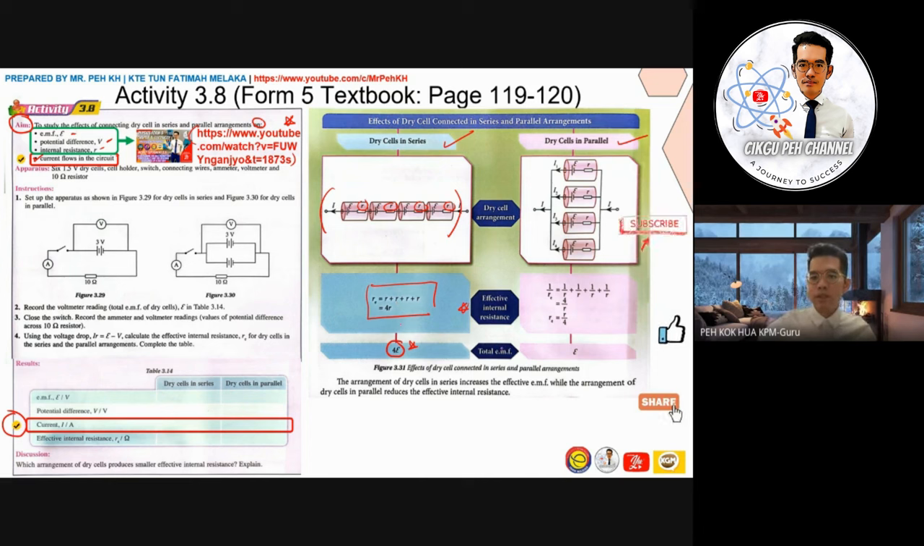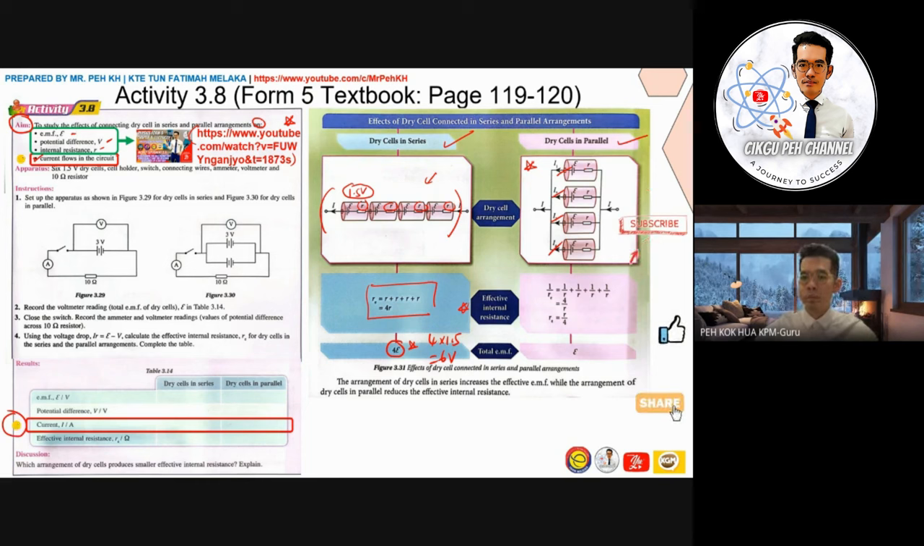So what is the meaning of the total EMF? If one dry cell is equivalent to 1.5 volts, the total EMF for the dry cells arranged in series in this figure will be 4 times 1.5, equivalent to 6 volts. That means the EMF provided for the circuit is more. On the other hand, you can see these dry cells are arranged in parallel. All the dry cells are branched from one another, so you can see there are four paths in the circuit.